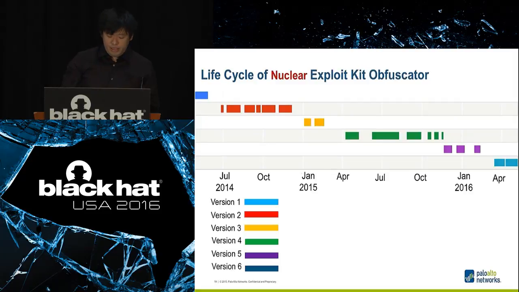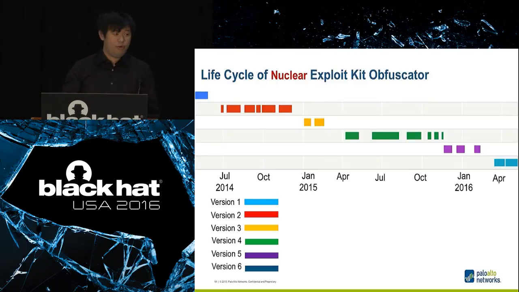To better understand the exploit kit obfuscator, we also draw the timeline of obfuscator life cycles for each exploit kit family. This is the first work that tries to use the obfuscator life cycle to represent the evolution of an exploit kit family. This figure shows the life cycle of the Nuclear obfuscator over a 2-year period. Each line represents an obfuscator version, and each block in the line represents an obfuscator variant.